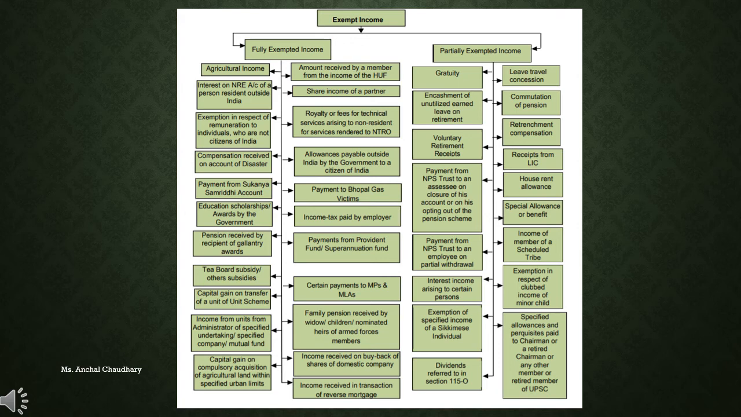Last topic of the day is exempted income. So this chart will help you to understand the exempted income. These are all the kinds of income which are exempted under the Income Tax Act. So exempted income can be divided into two parts. First is fully exempted and next is partially exempted, where a certain amount of exemption is available, and in partially exempted income you have to pay the income tax also.